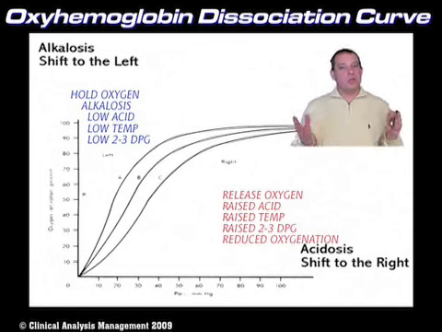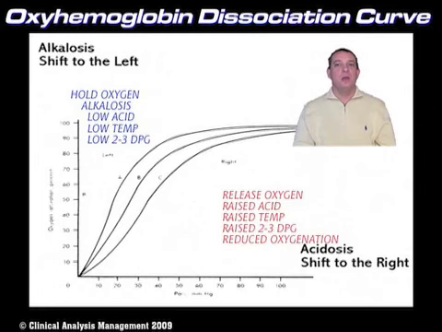Now, when we look at these curves, where do we want to be? Well, obviously, what we would like to do is be in the middle. We would like our patient to be on the B curve. We would like them to be right smack dab in the middle. But sometimes that's not something that we can do.